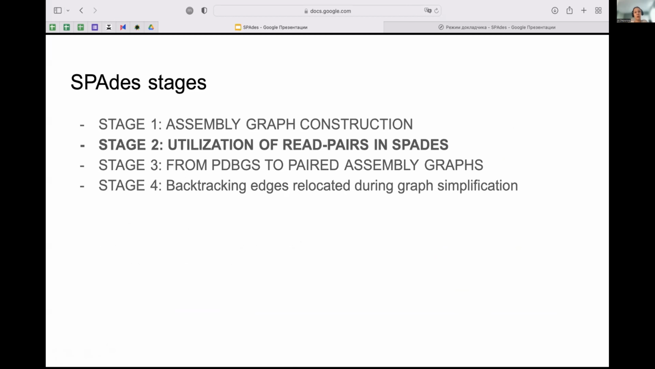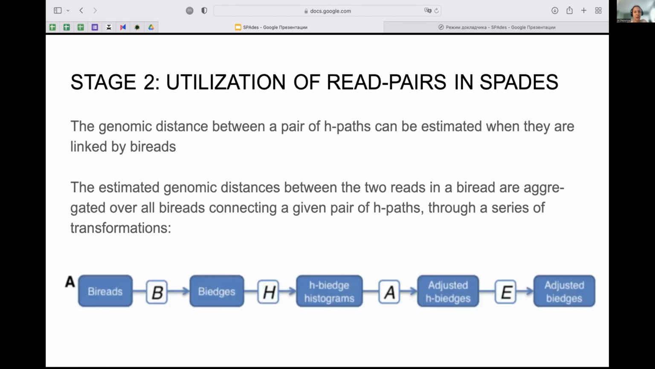So the next stage is stage 2, utilization of read pairs in SPAdes.